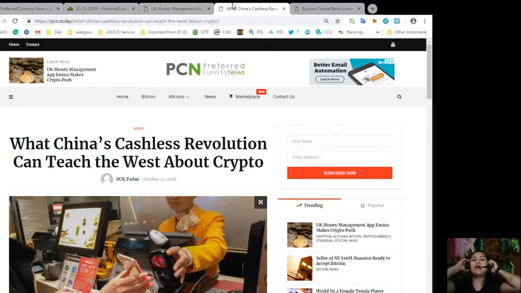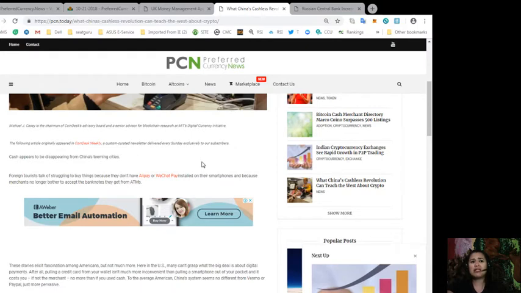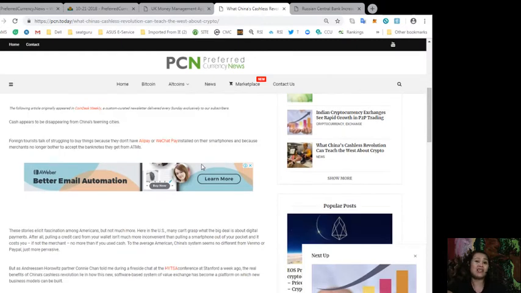All right, so now let's go to the Far East. Now, what can China's cashless revolution teach the West about crypto? Well, cash appears to be disappearing from China's teeming cities. Foreign tourists talk of struggling to buy things because they don't have Alipay or WeChat Pay installed on their smartphones, and because merchants no longer bother to accept the banknotes they get from ATMs.